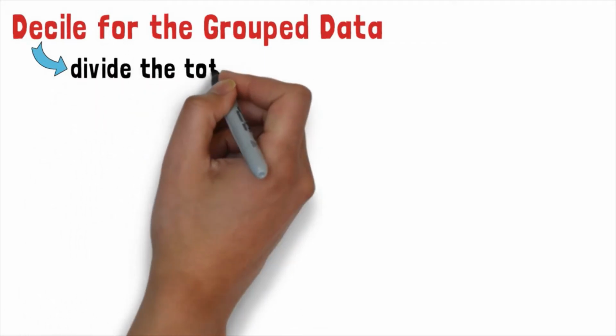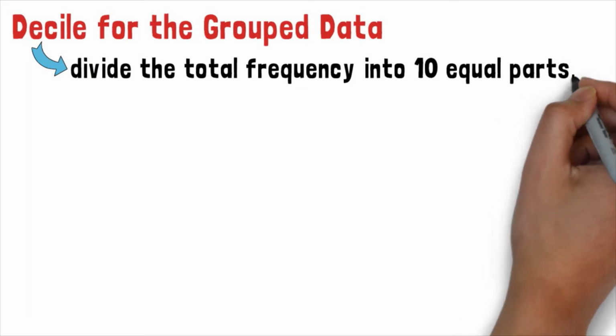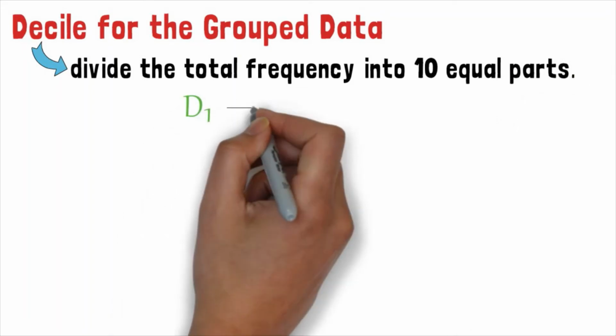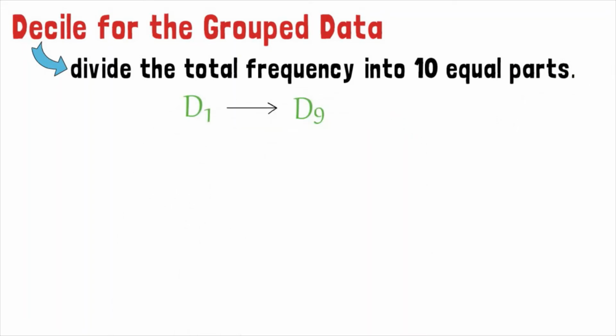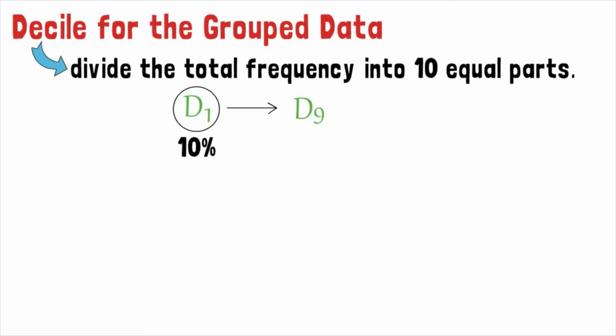So a little recap regarding deciles. Deciles are those values that divide the total frequency into 10 equal parts. So we know that we have decile 1 up to decile 9, where each decile represents 10%. Let's say for example, decile 1 is 10% while decile 9 is 90%.